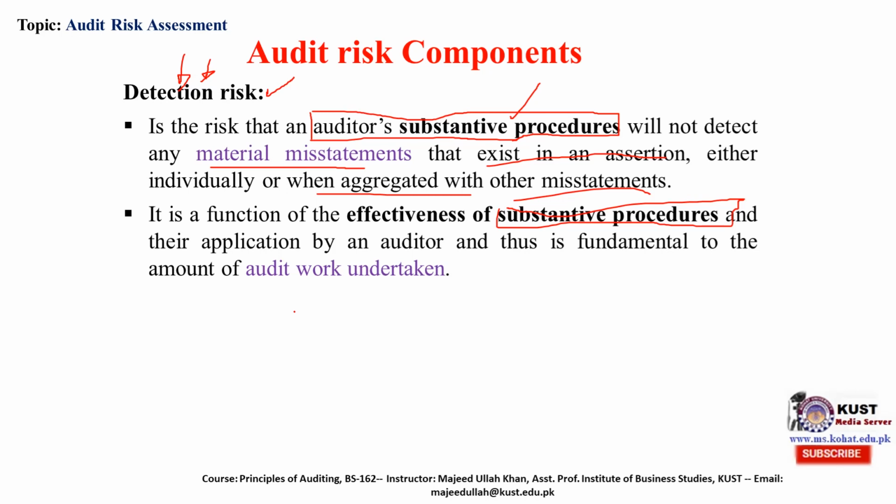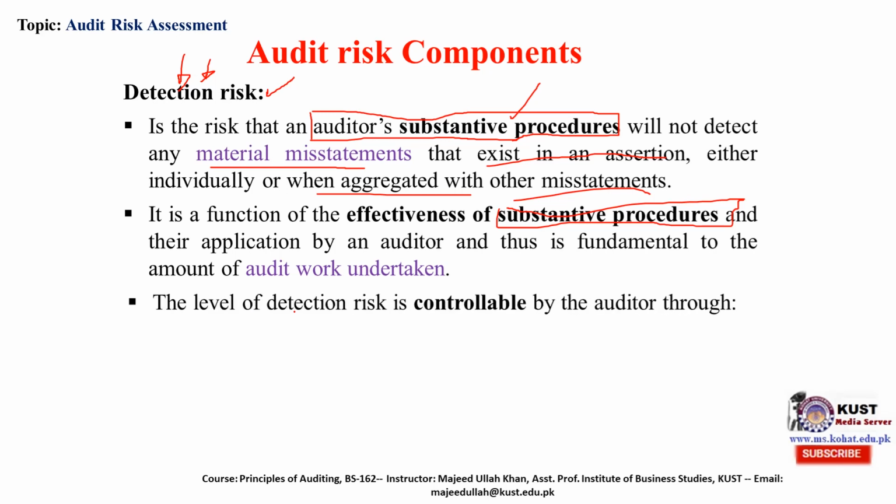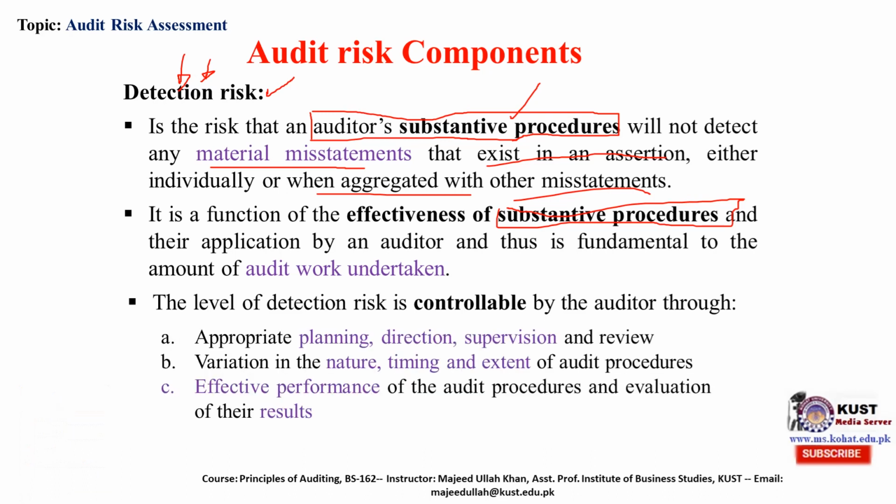The first two risks are not in the hand of the auditor, but detection risk is in the hand of the auditor. The level of detection risk is controllable by the auditor through what he will do. He can reduce the detection risk by applying appropriate planning. Direction to the audit team can reduce the risk. Proper supervision and review can reduce the detection risk.